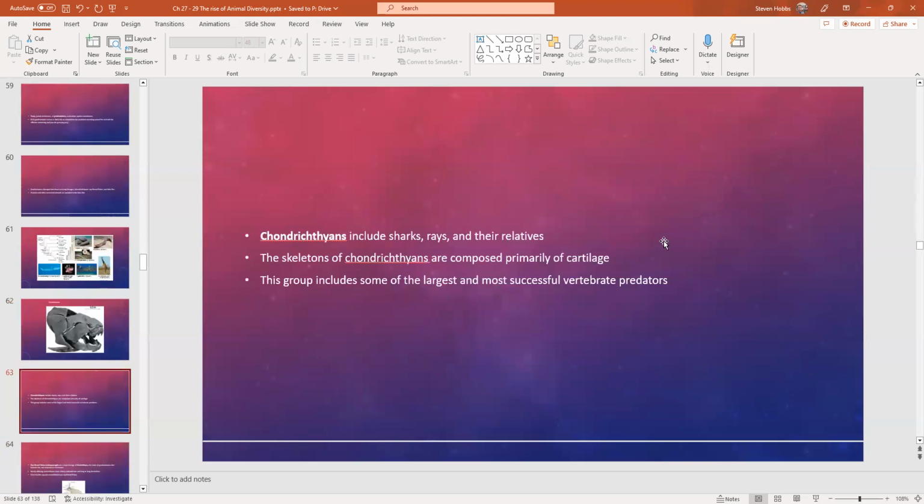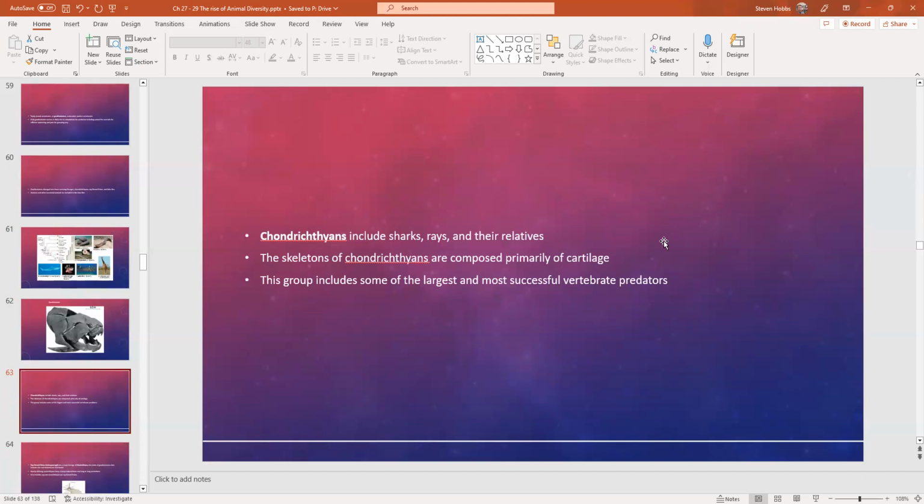Now, the chondrichthyans, those are sharks, rays, and skates, so all of their relatives. Skeletons of the chondrichthyans are composed primarily of cartilage, which means they also don't fossilize as soft tissue. Now, that doesn't mean they haven't fossilized. It just means most of them don't.